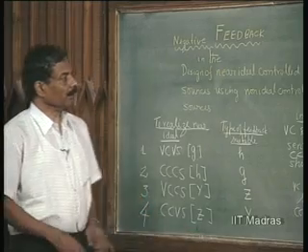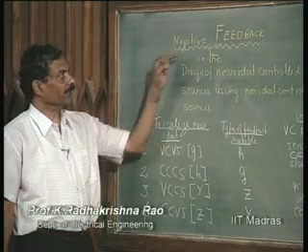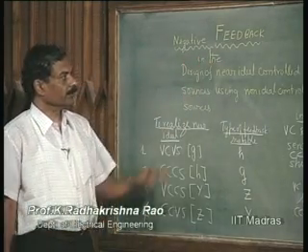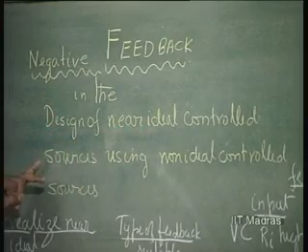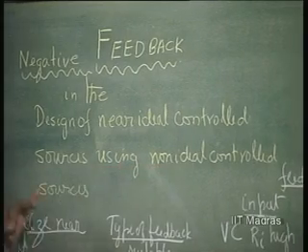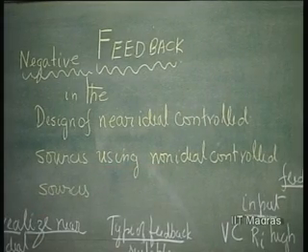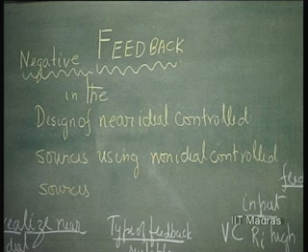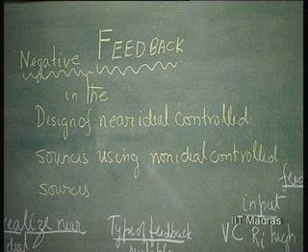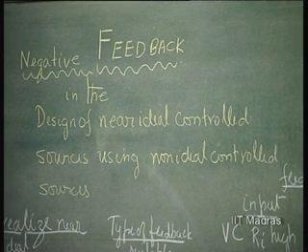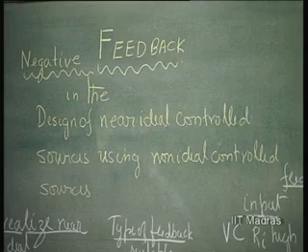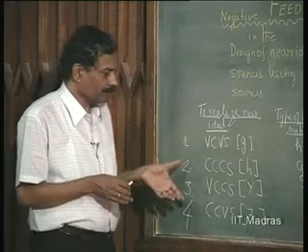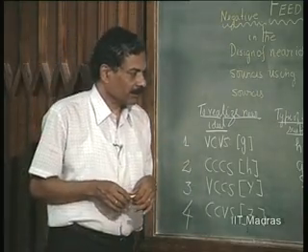So, in the last class we saw how negative feedback can be used in the design of near ideal control sources using non-ideal control sources. This is an important application of negative feedback, the most important application: you have a non-ideal control source, and you want to convert it into a near ideal control source if you adopt appropriate feedback. Now, what is appropriate feedback? That is what we are going to discuss in this tabular column, which we had earlier seen.